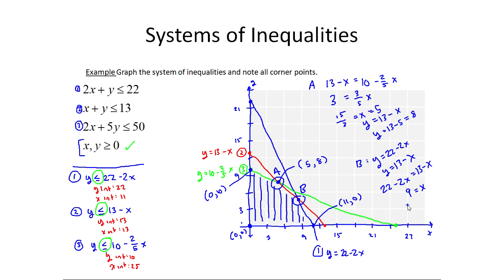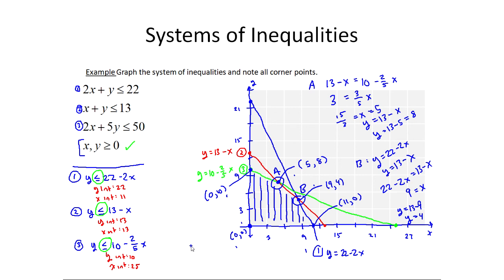So your equation tells you x equals 9, and then you can plug it into either one. Let's say y equals 13 minus 9, y would equal 4, and so this would actually be the point (9, 4). So we have 1, 2, 3, 4, 5 corner points. And later on, that will be really, really important.